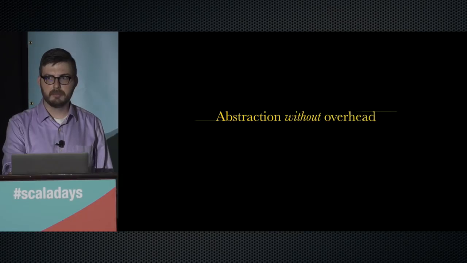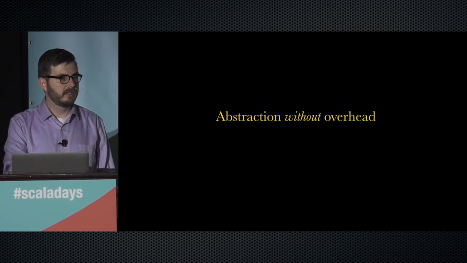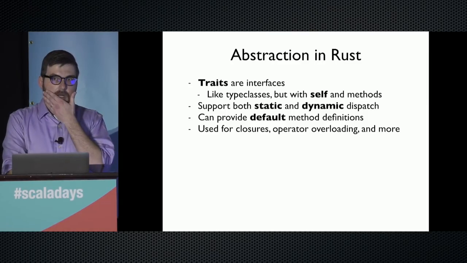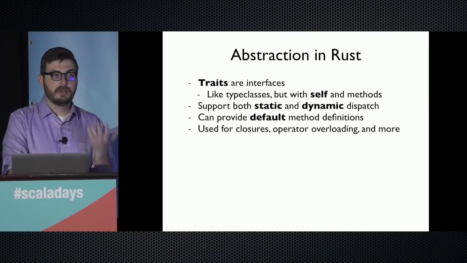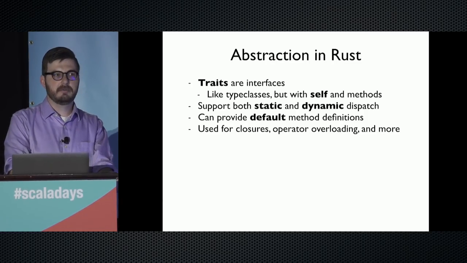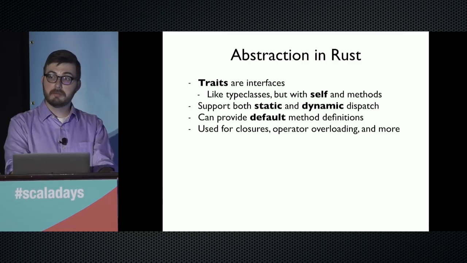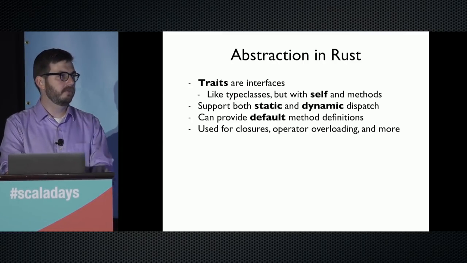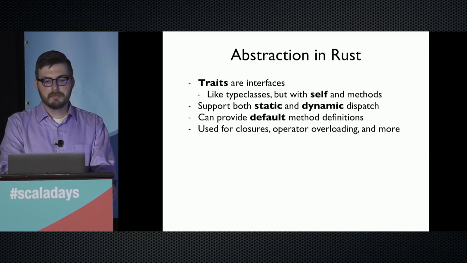OK, so I'm running a bit low on time. I'm going to pick up the clip a little bit. The next pillar of Rust is abstraction without overhead. So Rust has a trait system, which is similar to traits in Scala, but has some important differences. It's more like type classes in Haskell, if you know about those. But it's the main way that we do abstraction in Rust.